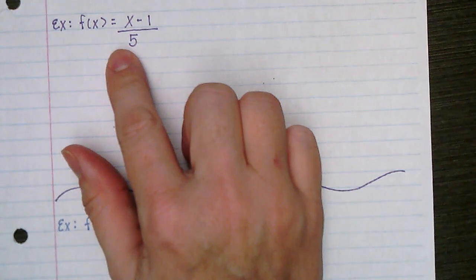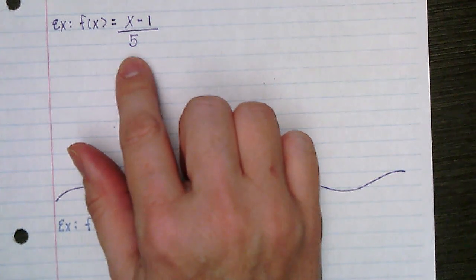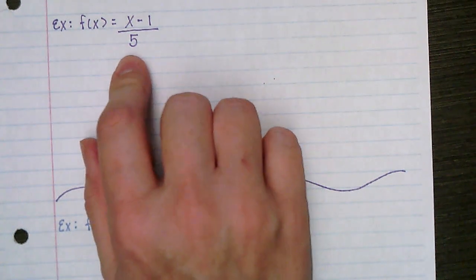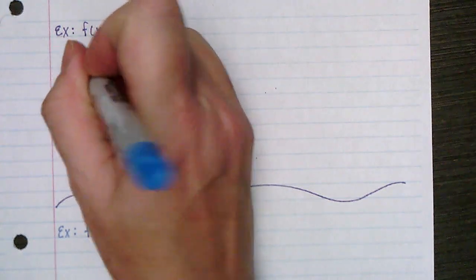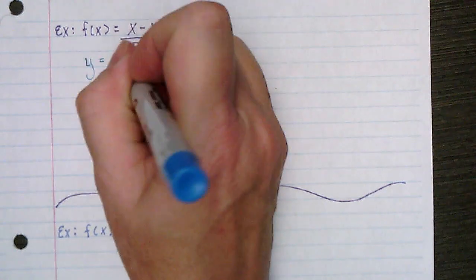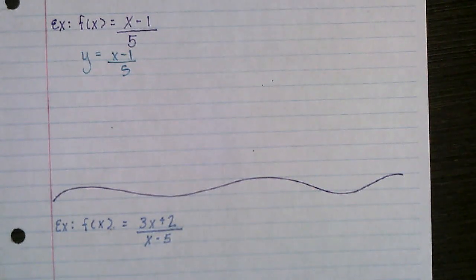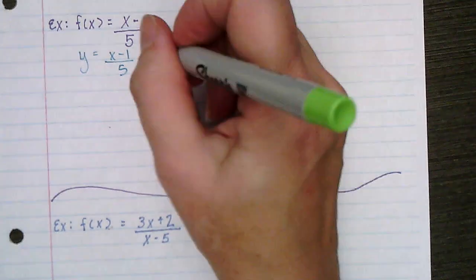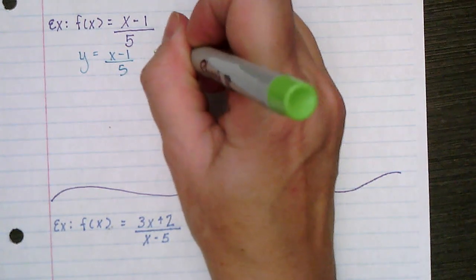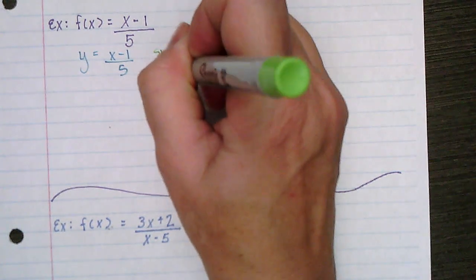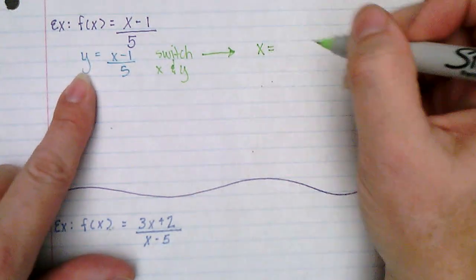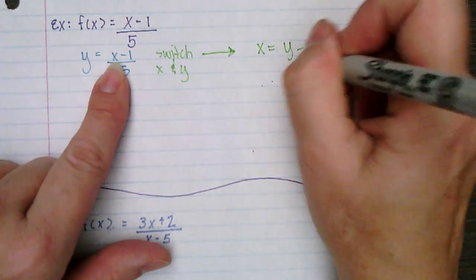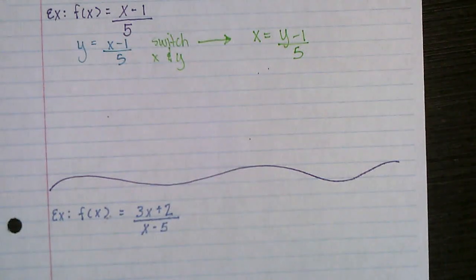Here's our function, f of x equals (x − 1) over 5. So when you're working through problems, just write it as y equals (x − 1) over 5 instead of f of x. And then what we're going to do is switch x's and y's. So instead of a y, that's now an x, and instead of an x, that's a y. And then we're going to solve for y.